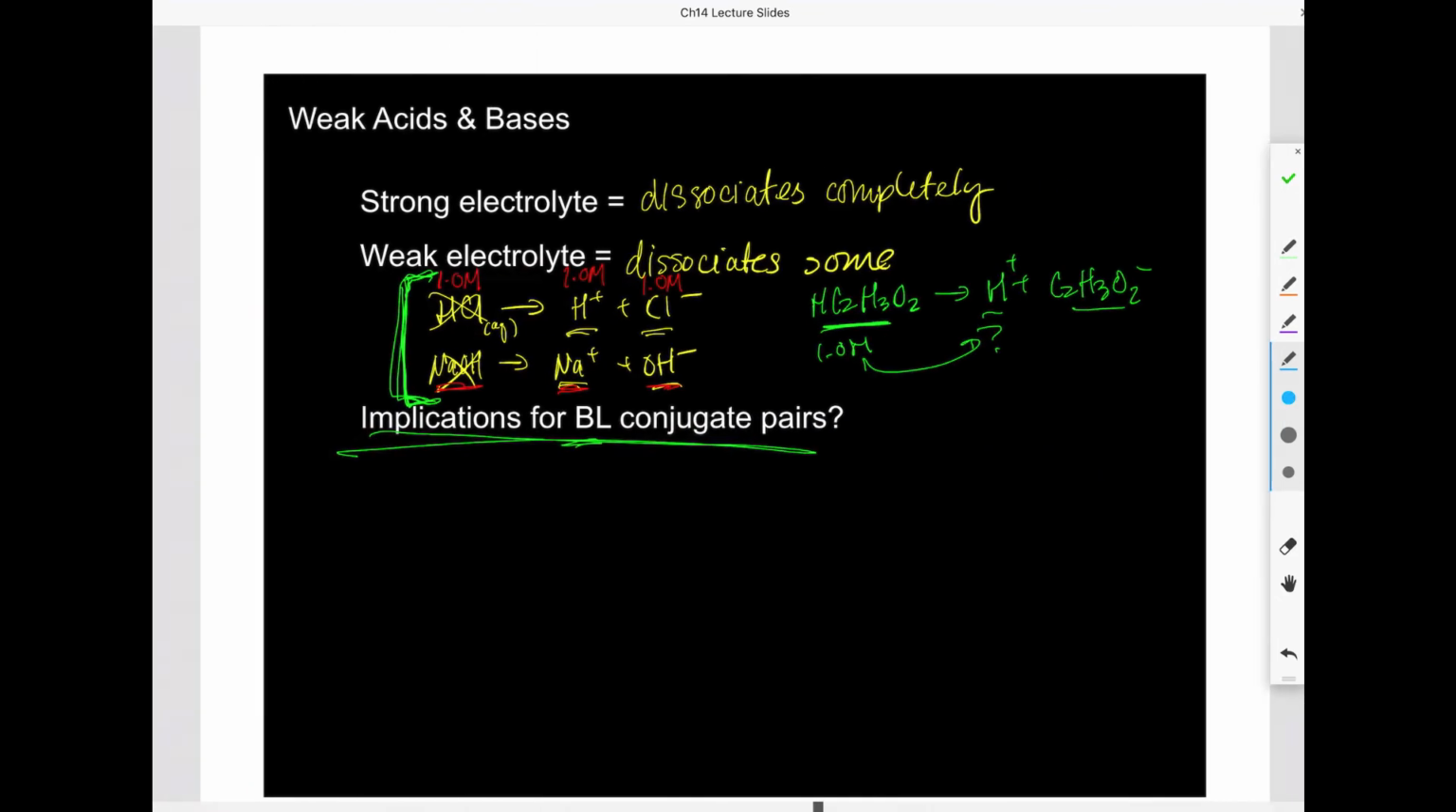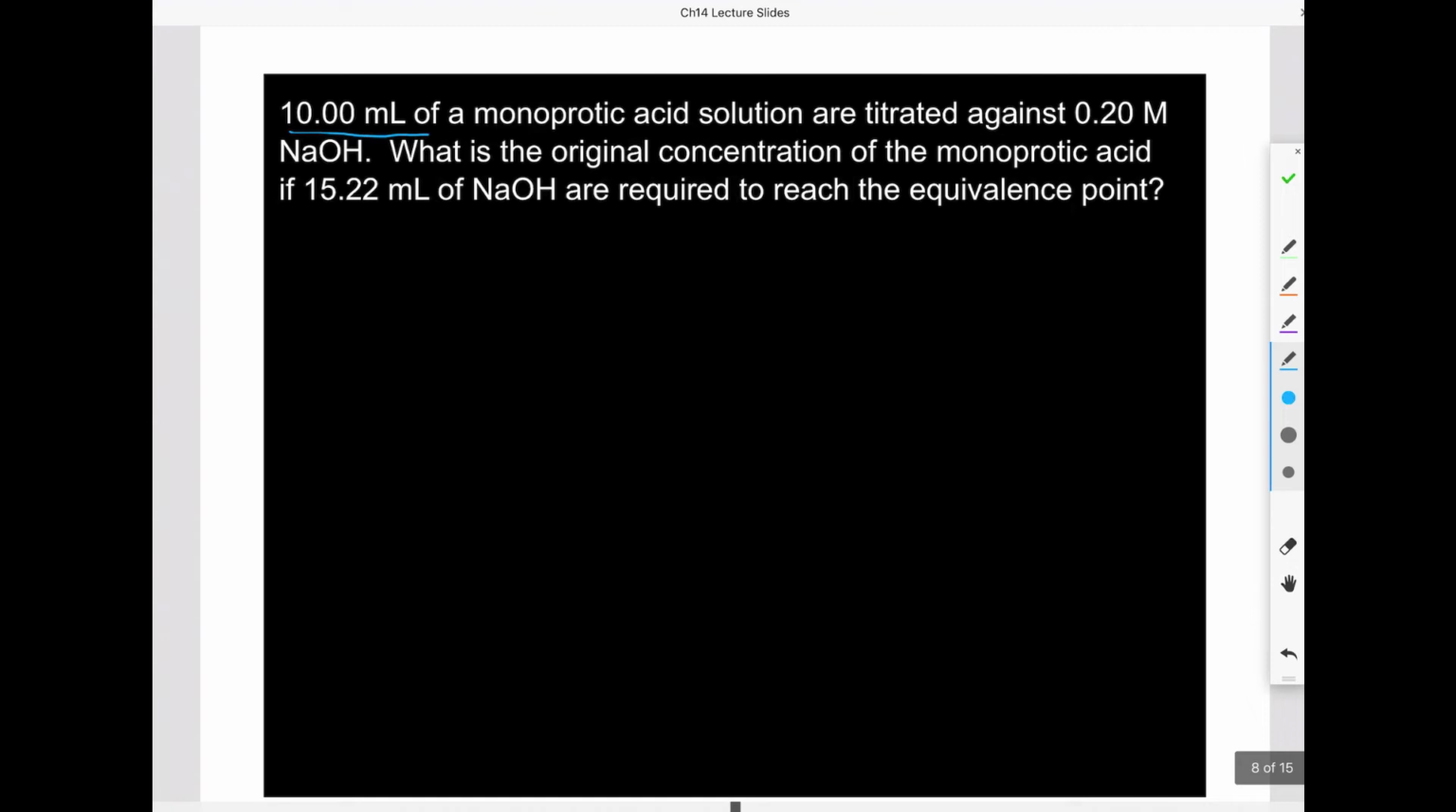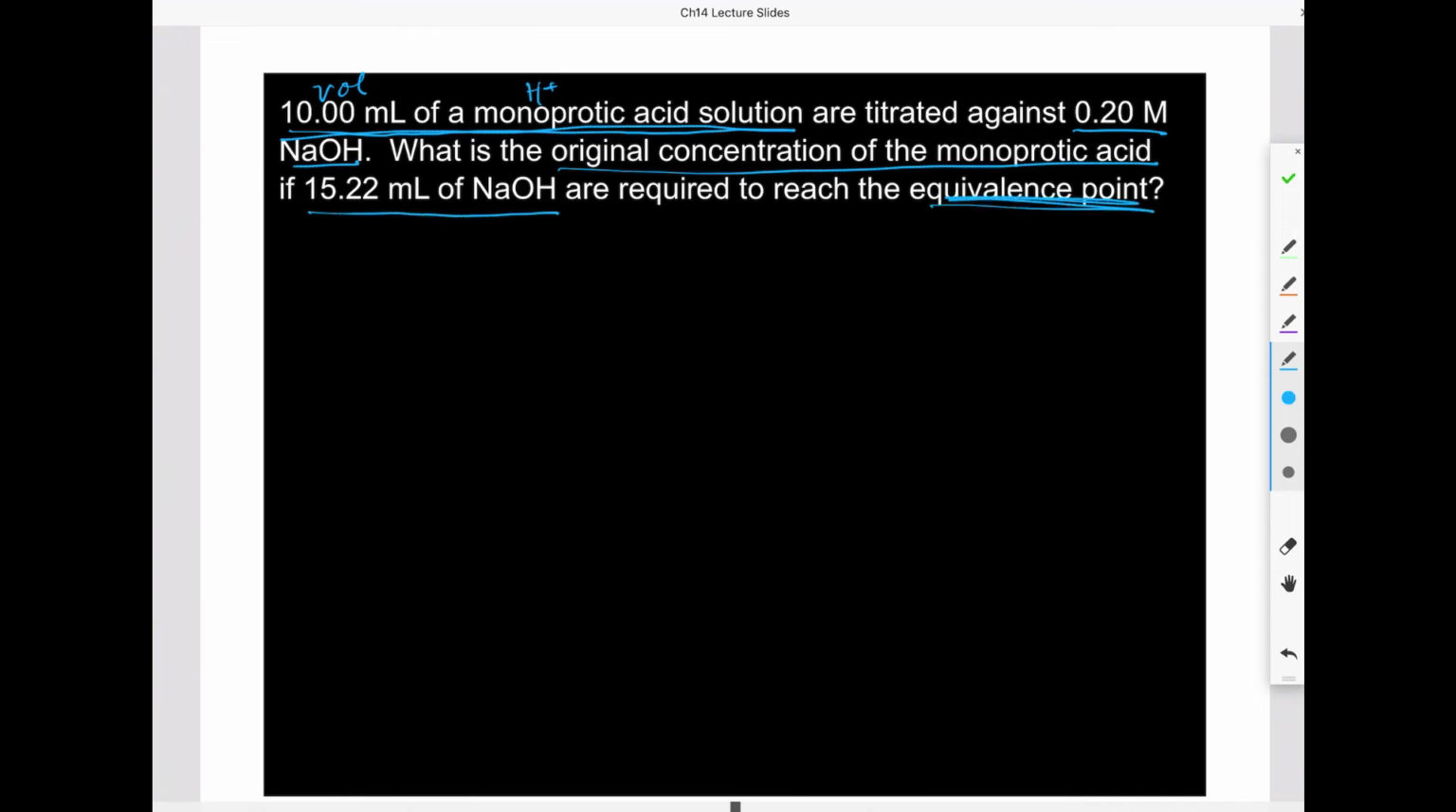of math. So it says that we have 10 milliliters of a monoprotic acid solution. So this is my volume of acid solution, and monoprotic means that there's only one H+, okay? Are titrated against 0.2 molar NaOH. And I would like to know the original concentration of my monoprotic acid if this much NaOH is required to reach the equivalence point. So again, equivalence point is where my moles added are equal to the moles originally present, okay? So if I think about this, first let's write a reaction.